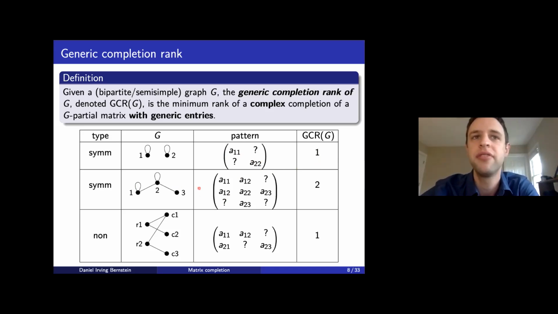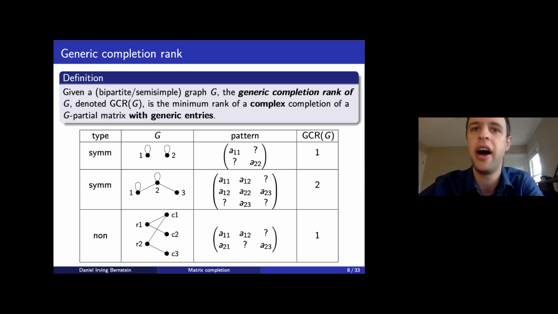Now, here's another example, also in the symmetric case. The generic completion rank of this graph is 2 because, if I observe a partial matrix that looks like this, then generically, this 2x2 submatrix is not going to have a 0 determinant. So the generic completion rank has to be at least 2. But again, I can always find things for the missing entries to make this rank 2, to avoid having it be rank 3, because I just have to plug in these 2 missing entries. These 2 are the same. I have to plug in 2 missing entries that make some polynomial vanish. You can do that over the complex numbers.